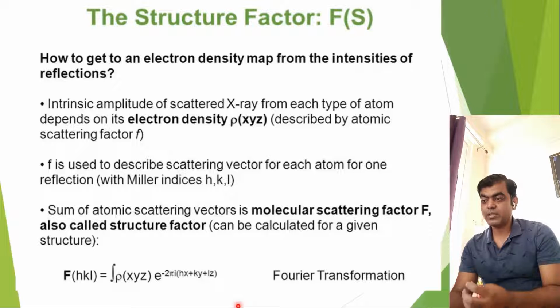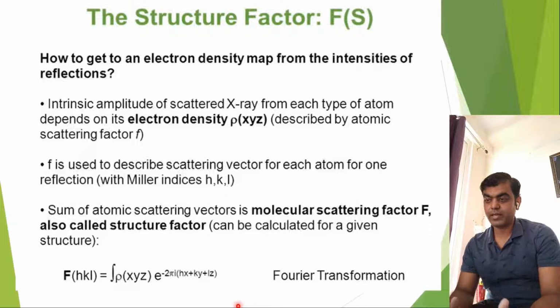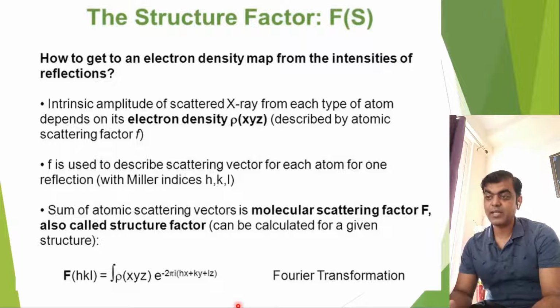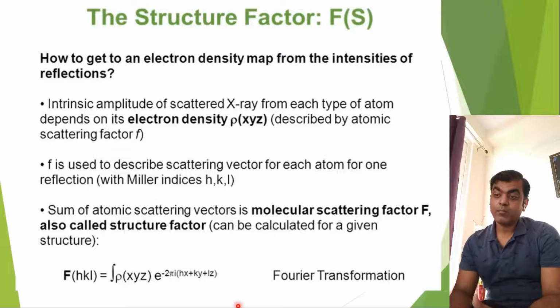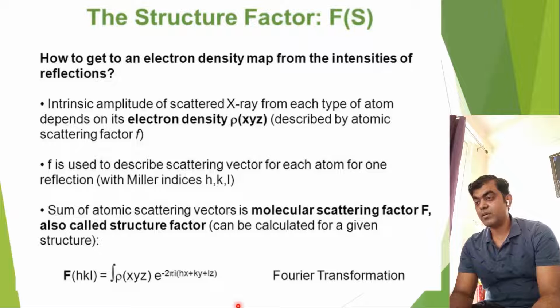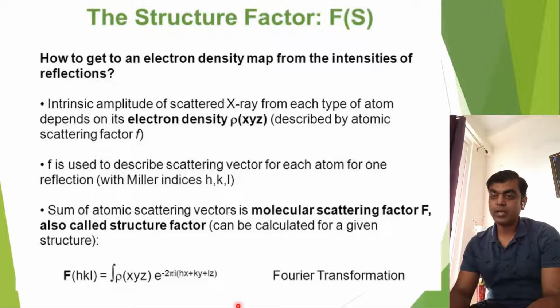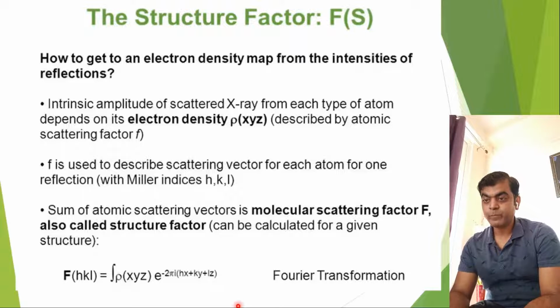Now based on the intensity, it's inversely proportional. So the higher the intensity, the lower the electron density, and the higher the electron density, the weaker the spot or X-ray spot coming onto your images. Okay, now we do a summation of these atomic scattering vectors. What we are doing is a summation.